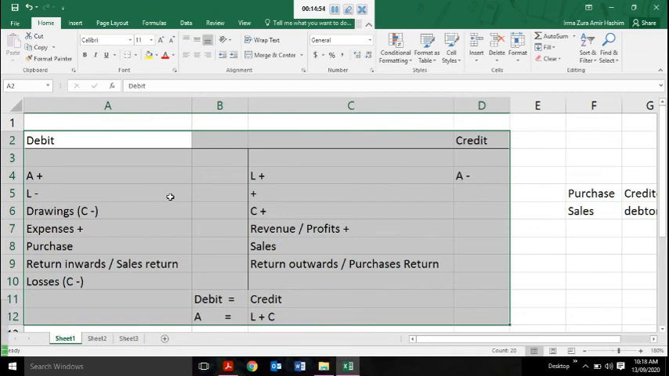The asset and equity, sorry, the asset and expenses, will always be on a debit balance. Then the remaining three, liability, income, and capital, will always be on the credit balance. Whenever they increase, then it should be on that side.